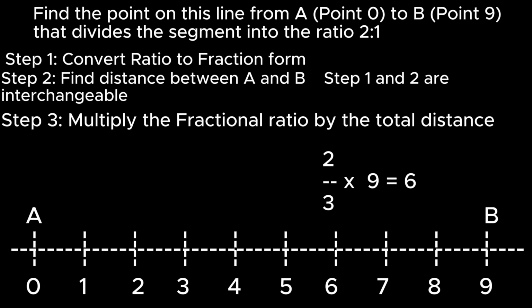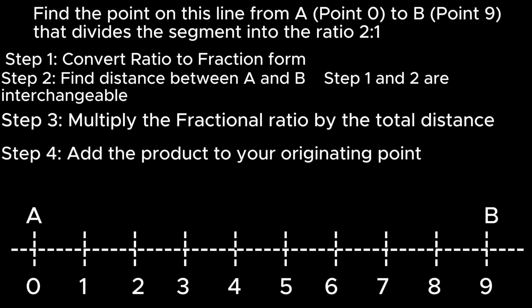And then finally, all you have to do is add the 6 back to your original point. Our original point is A, because we're supposed to find the point from A to B. Make sure to read the problem carefully, because if it's finding the point from B to A, the answer would be different. Since we're finding the point from A to B, we add 6 to A. So we go 1, 2, 3, 4, 5, 6, and that's our answer. Our point is going to be on 6.